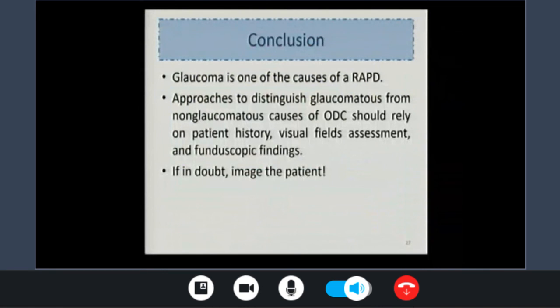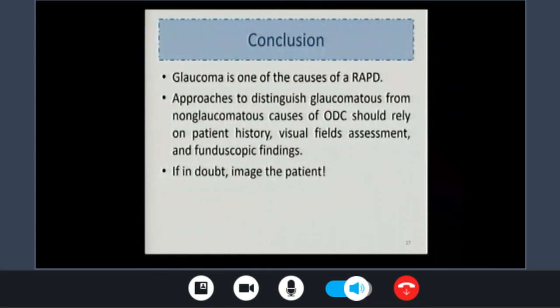So to conclude, always keep in mind that glaucoma is a cause of a relative afferent pupillary defect, especially advanced glaucoma. Approaches to distinguish glaucomatous from non-glaucomatous causes of optic disc cupping should rely on patient history, visual field assessment, and fundoscopic findings, and always correlate all these together to explain the presentation. Whenever you are in doubt, just go and image the patient so as not to miss anything serious.